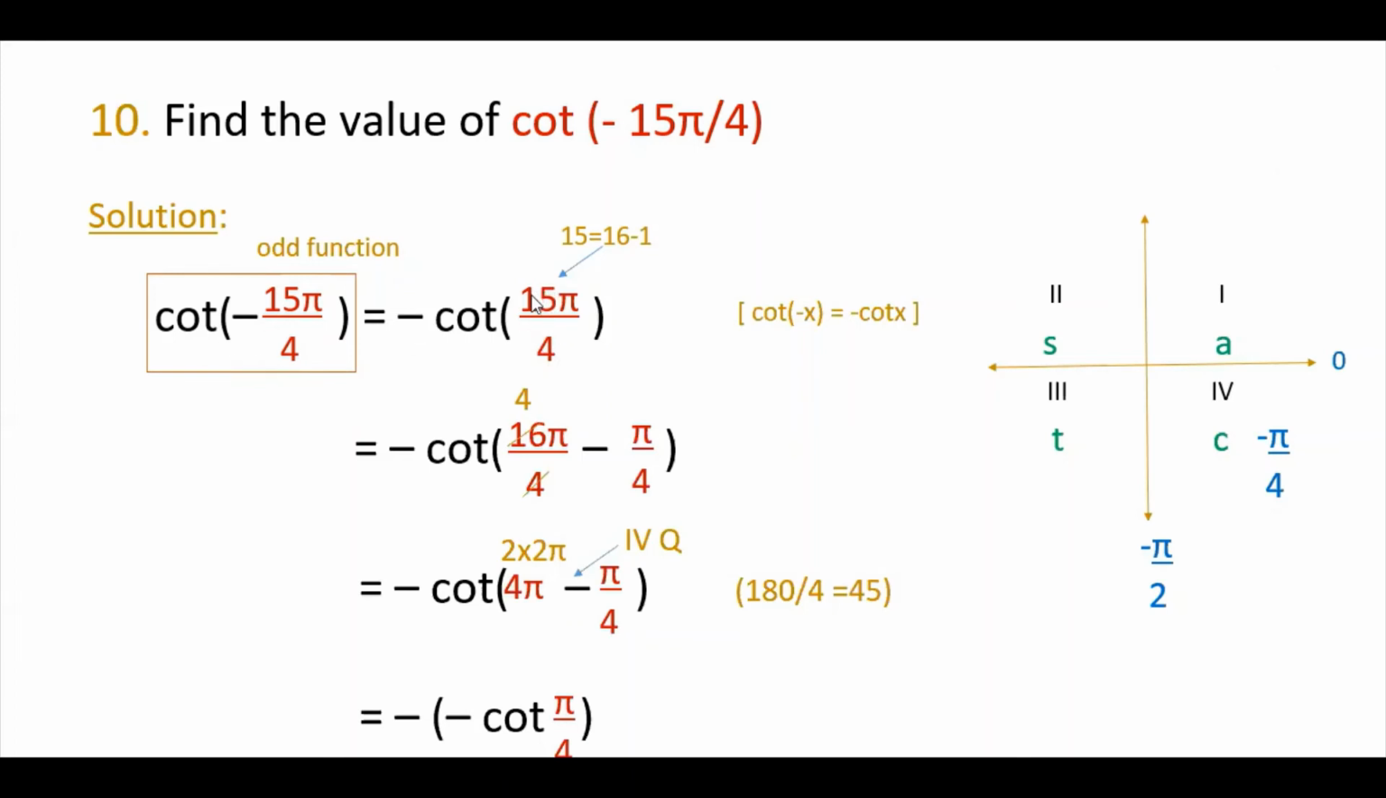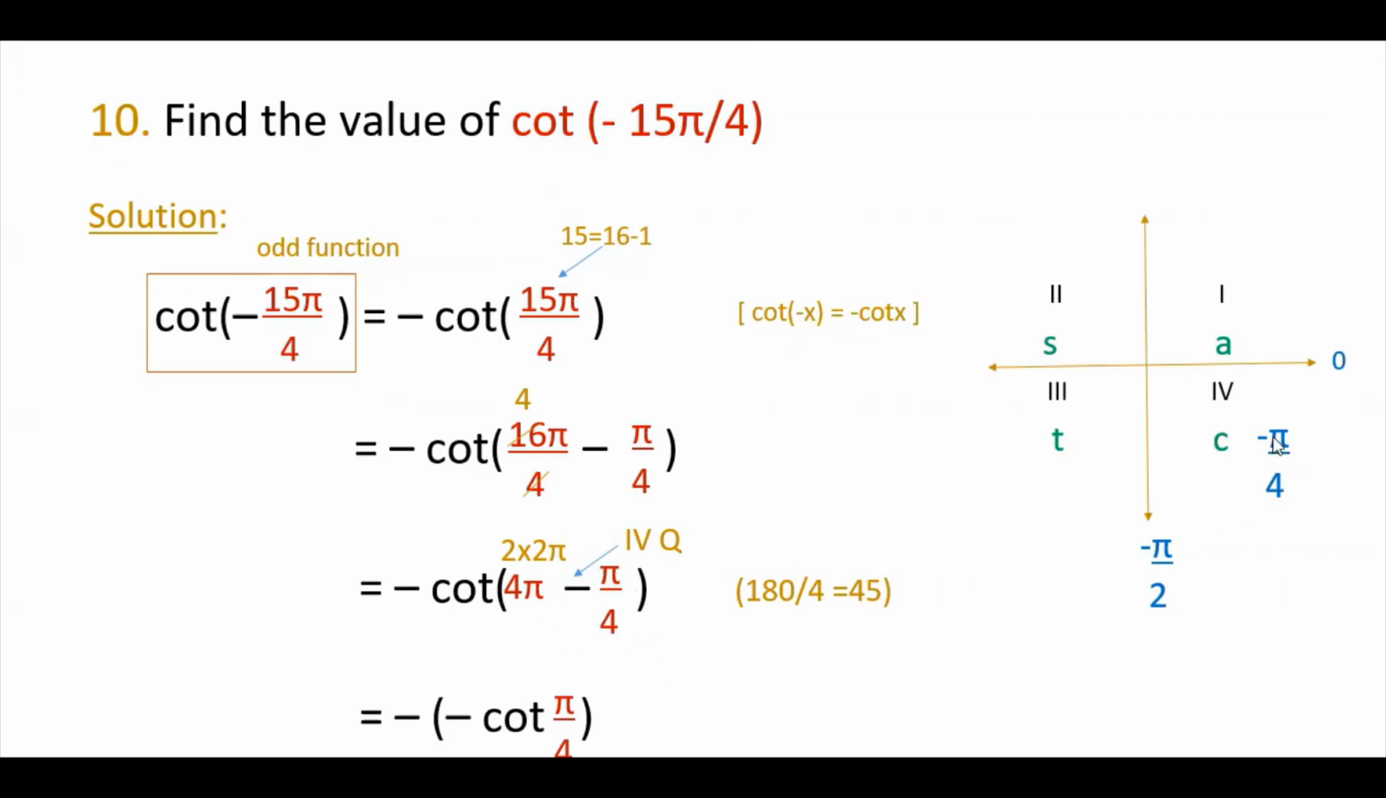Now split this value 15 as 16 minus 1, because 16 is divisible by 4, so you have to split like this. So you can write -cot(16π/4 - π/4). Then 4 ones are 4, 4 fours are 16. Then -cot(4π - π/4). So 4π is 2 into 2π, that means 2 revolutions. So you have no need to consider this value. You have to check only this value, -π/4.